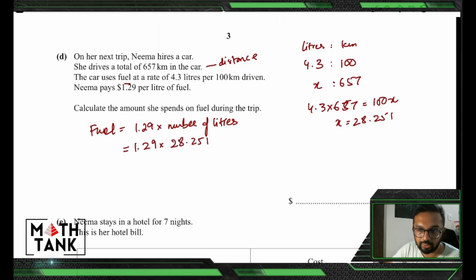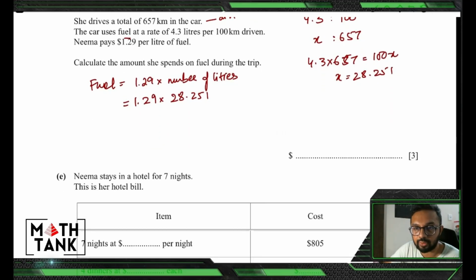It's important not to rush through these questions. You see, it's a 3-mark question. You have about 6 minutes to do it. So take your time. Don't randomly start multiplying and dividing. I've seen a lot of people do that.